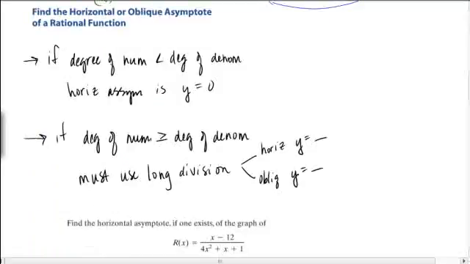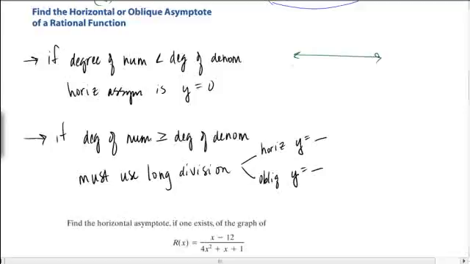Now I want to talk to you a little bit about horizontal or oblique asymptotes. Okay, horizontal asymptotes would have the equation of y equals something because they're a straight line going this way.